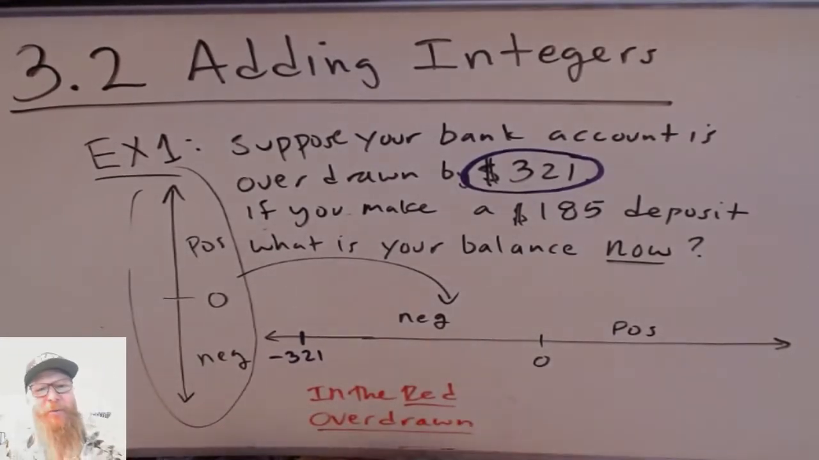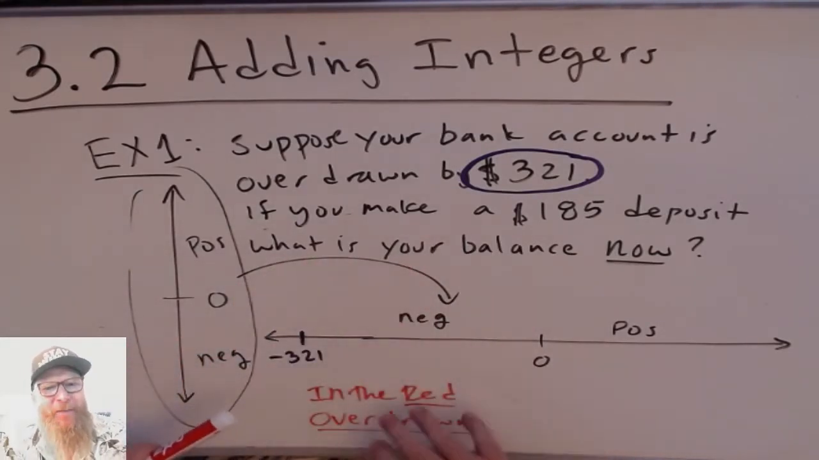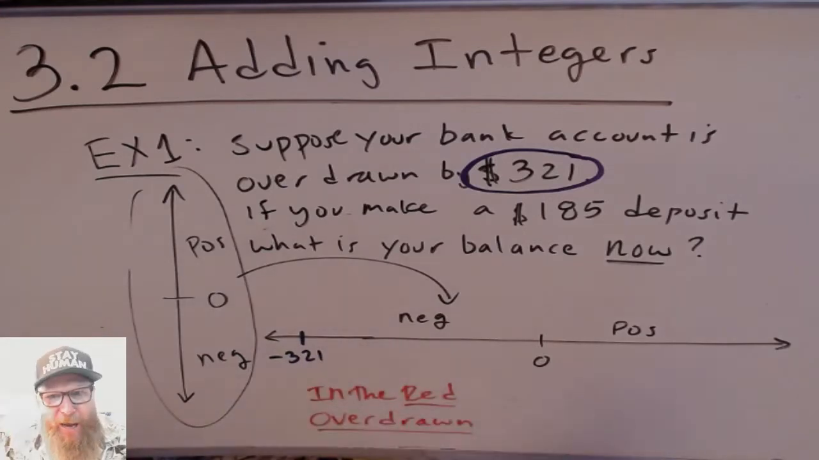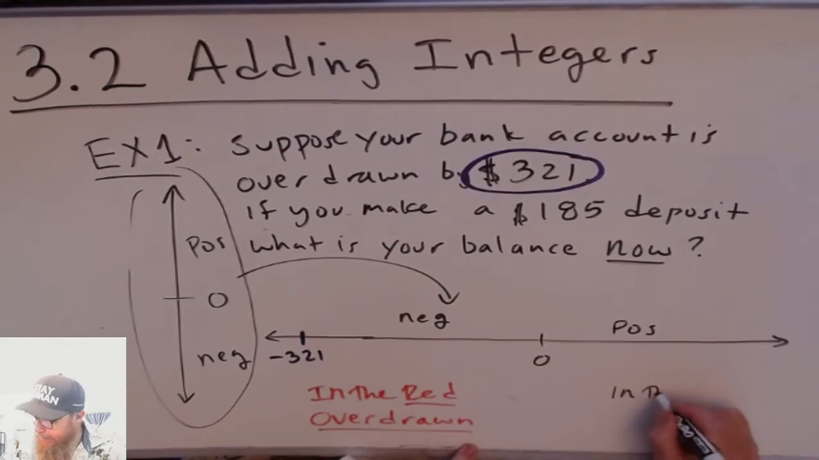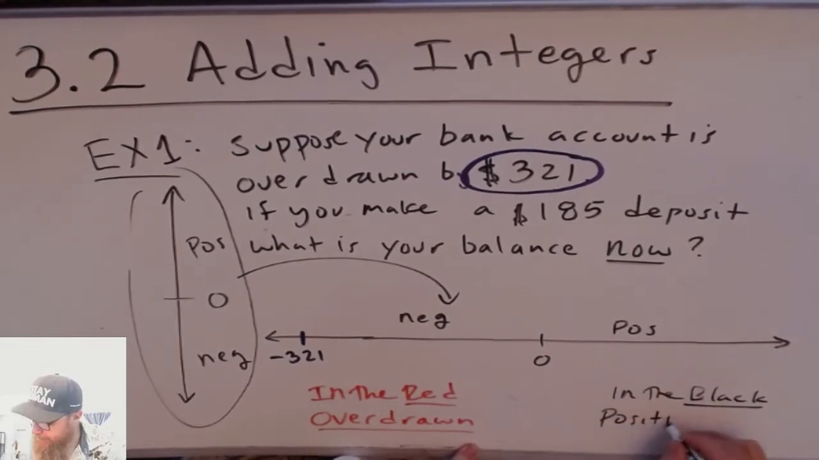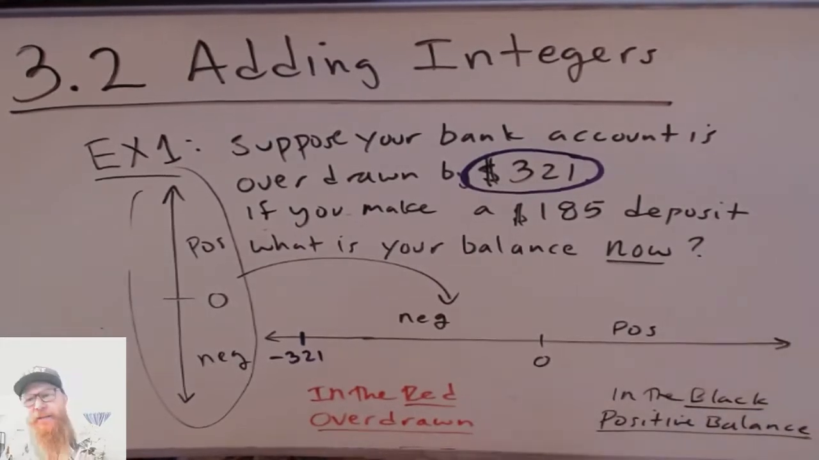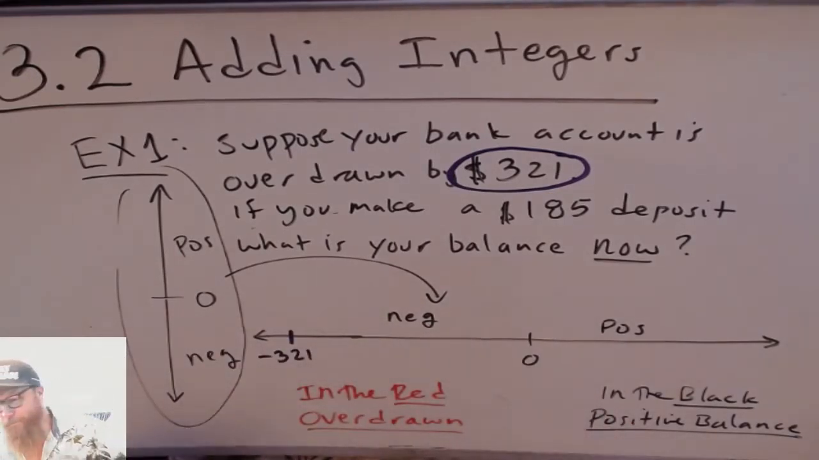I don't know about you, but when I log into my bank app or my website for the bank, if I'm overdrawn, it'll show me the number in red. And then if you're in the positive, that's called in the black. That's a positive balance. That's money that you can actually spend. Although, you can actually spend negative dollars. You just end up getting more into the negatives, and we'll get into that in a minute.